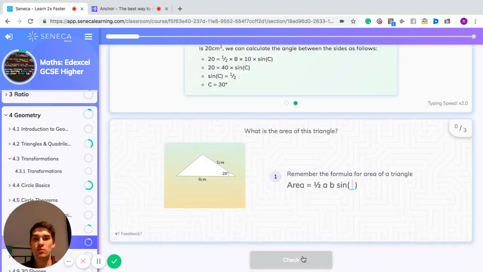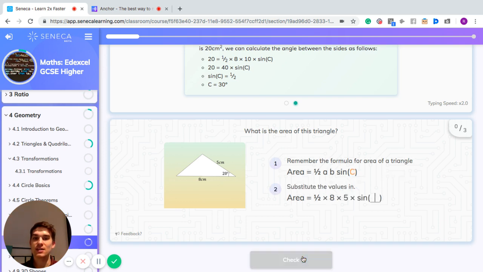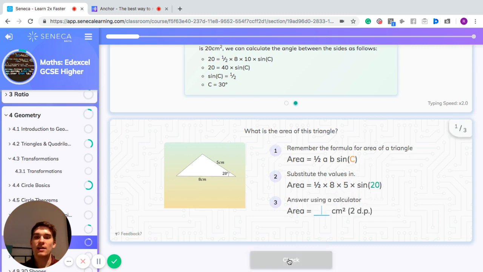So just to run through another example. Remember, the area is half AB sine C. We know the two sides are 8 centimeters and 5 centimeters, and the angle in between those two lines is 20 degrees. So we can use the area equals half of 8 times 5 sine 20. If we put that in our calculator, we'll learn that the area is 6.84 centimeters squared to 2 decimal places.